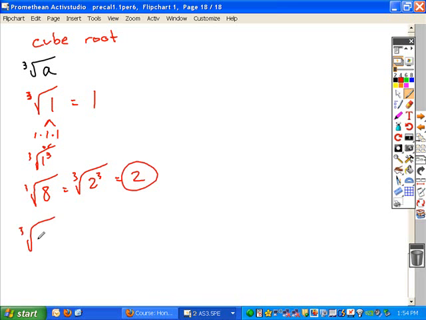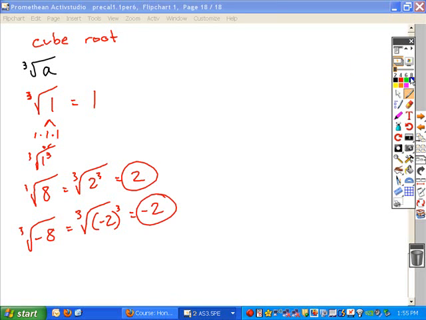Now, can you take the cube root of negative 8? Okay, think about it. Can you take a number times itself 3 times to give you the product of negative 8? Yeah. So an index that's an odd number can generate negative values. What about an index with an even number? Can there ever be a negative underneath an even indexed radical? No. Okay, so be, again, very careful with that.